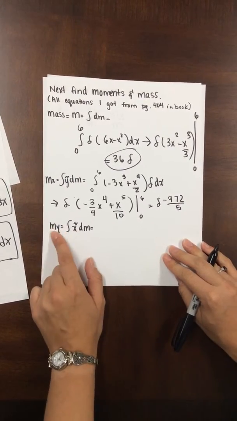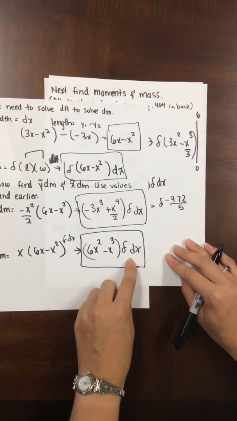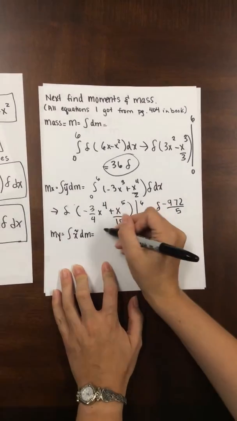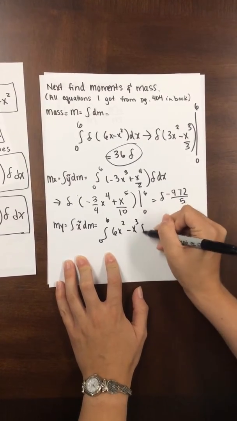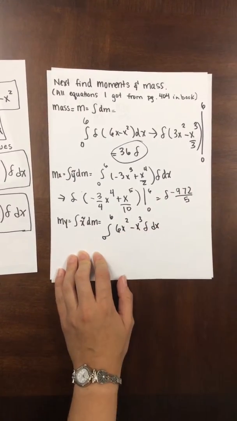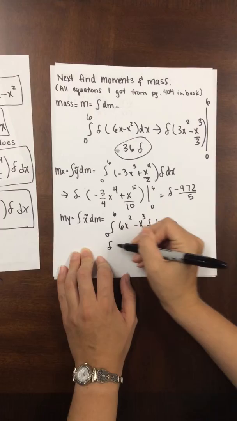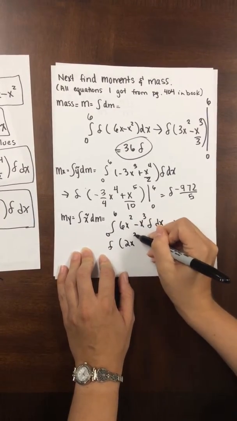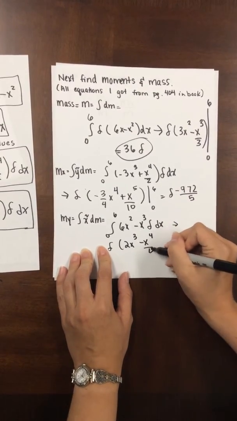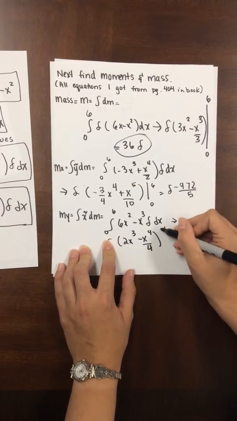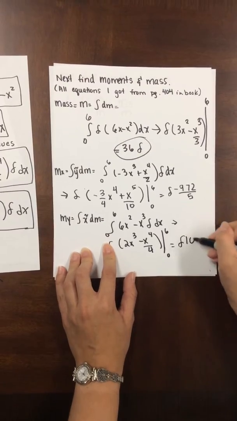And the last part, my, for this we're going to take this equation right here that we have. So we go from 6 to 0 of 6x squared minus x cubed delta dx, which then when we simplify all that down again and integrate it, I'm left with delta times 2x cubed minus x to the fourth all over 4, from 6 to 0, which when I evaluate that integral, I get delta times 108.